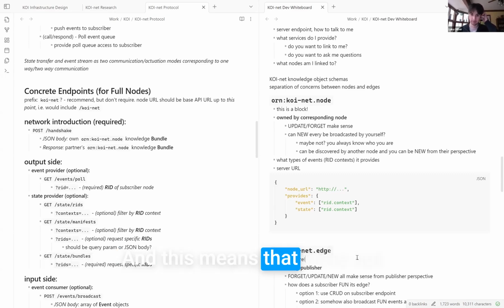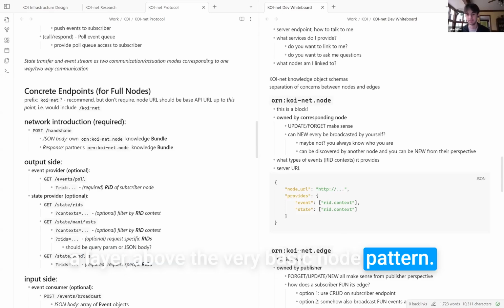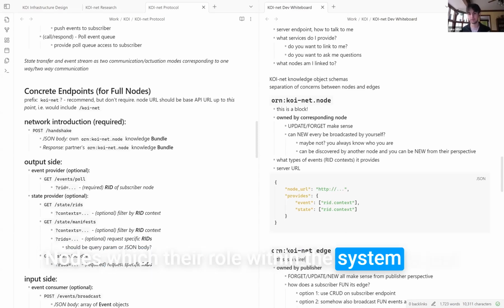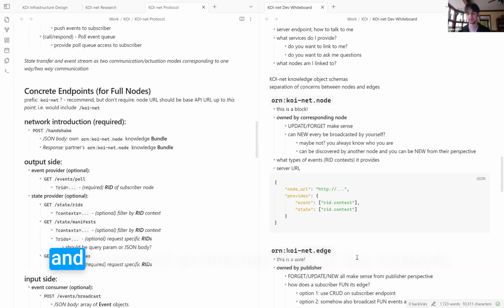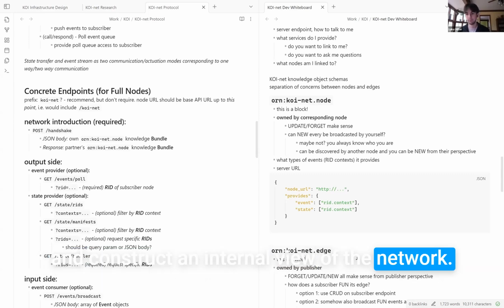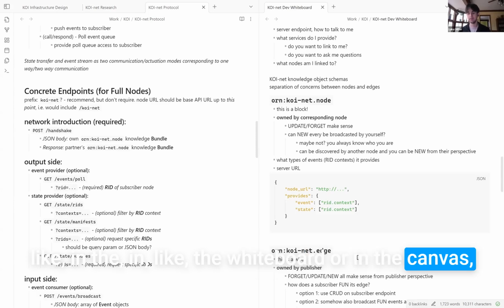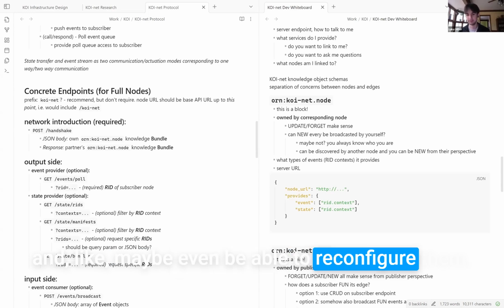And this means that we're not making any basic assumptions. This is actually a slightly higher layer above the very basic node pattern. It also means that we can have nodes whose role within the system is just to listen to these internal network events and construct an internal view of the network. I think this would be really cool for an Interlay integration, where we could have, in the whiteboard or the canvas, a visualization of all the nodes and their linkages, and maybe even be able to reconfigure them.